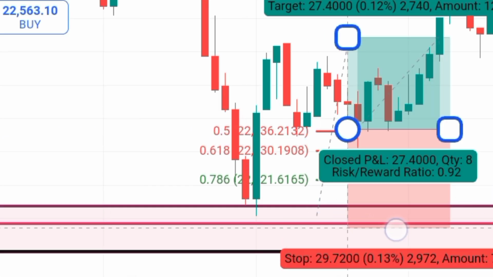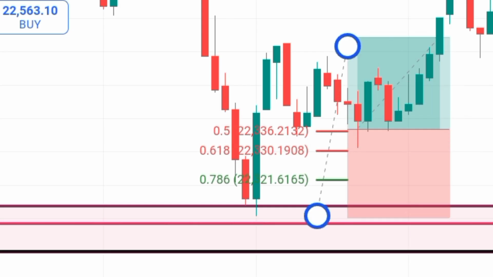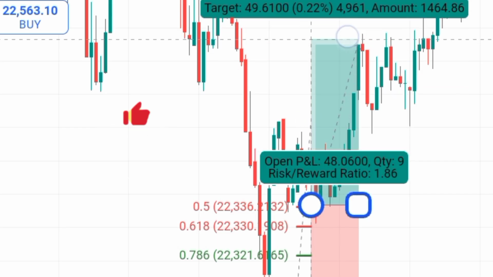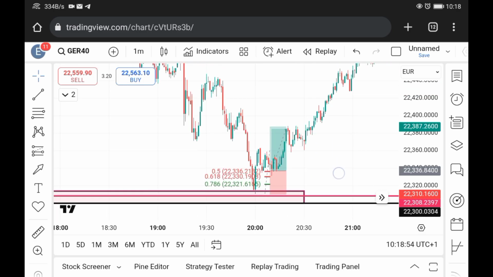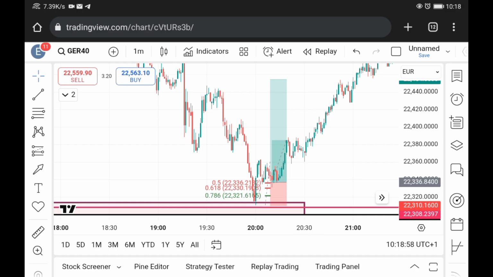Then your stop loss has to come below. Then you have to move to your H1 and look for places that you will target. So let's move to H1.